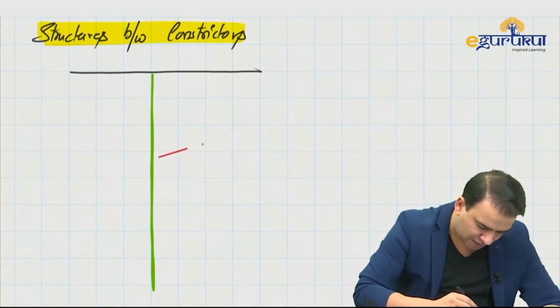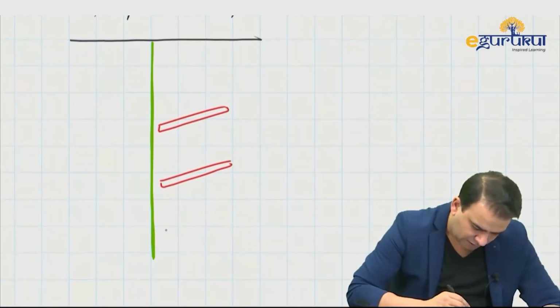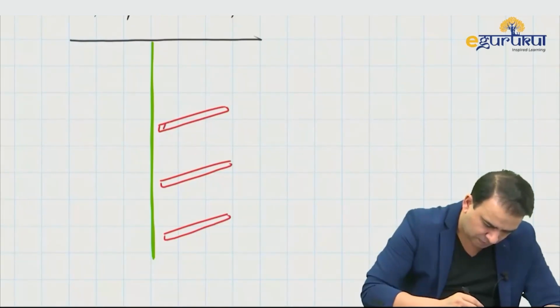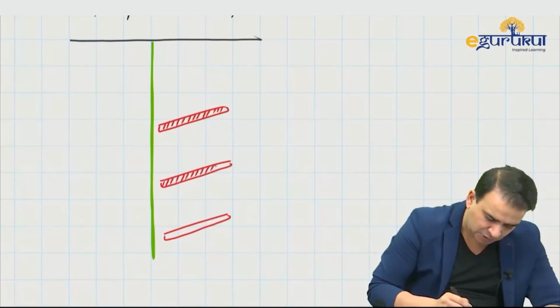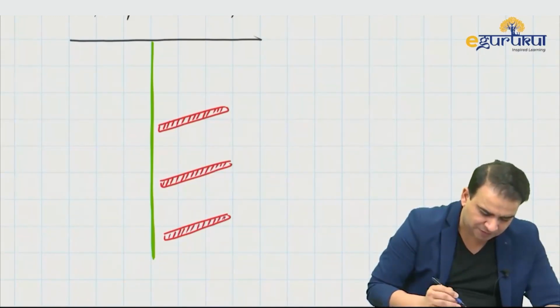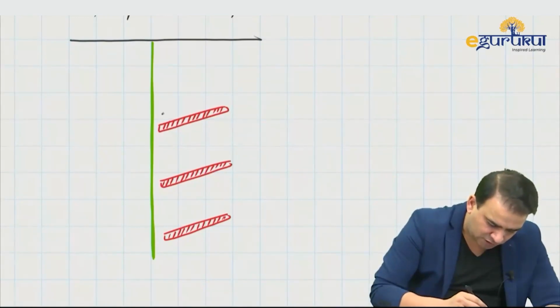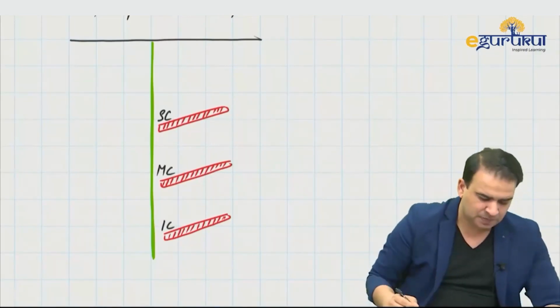If I just draw them schematically, this is a superior constrictor, you've got a middle constrictor, and let's say this is the inferior constrictor muscle coming down. The superior constrictor muscle goes toward the raphe, middle is also coming toward the raphe, and so is the inferior constrictor. They're all converging toward the raphe. Try to write it on this side so that the diagram is not spoiled.